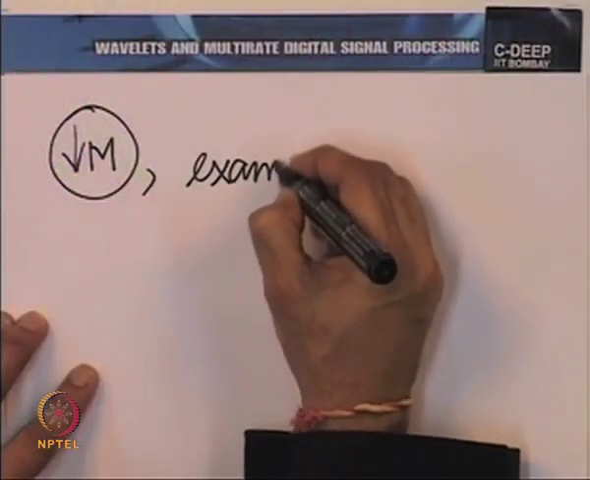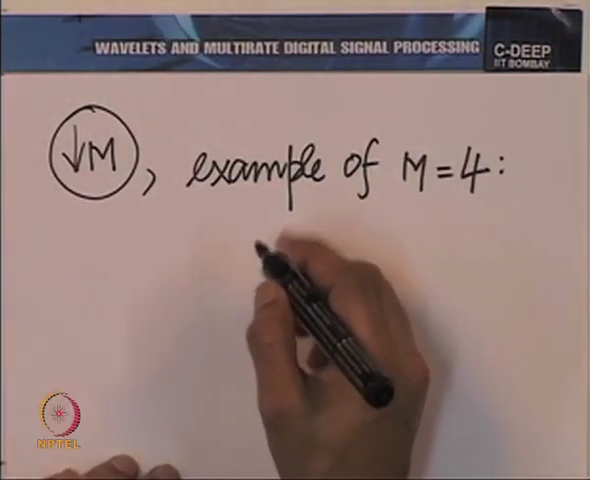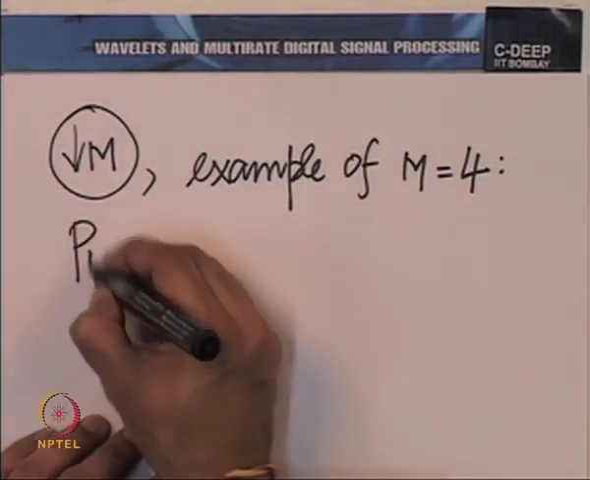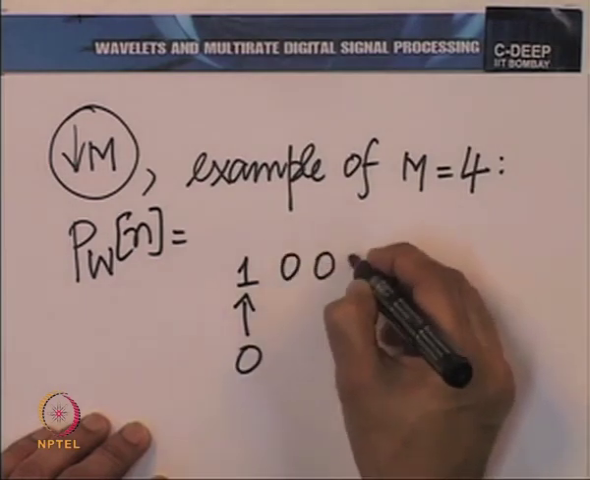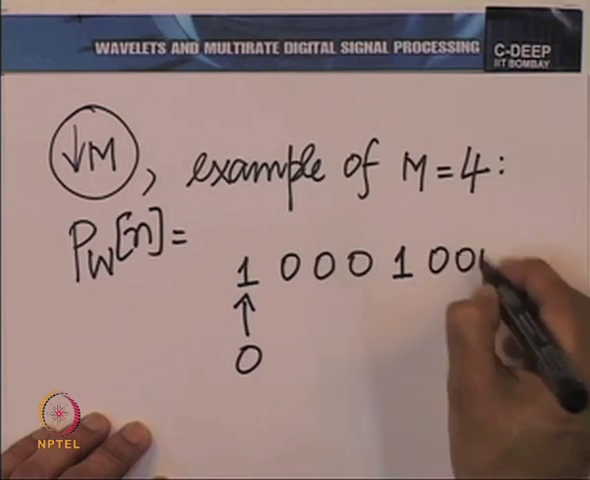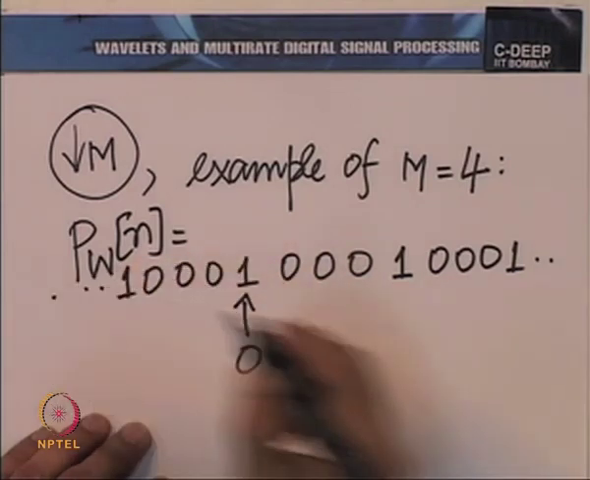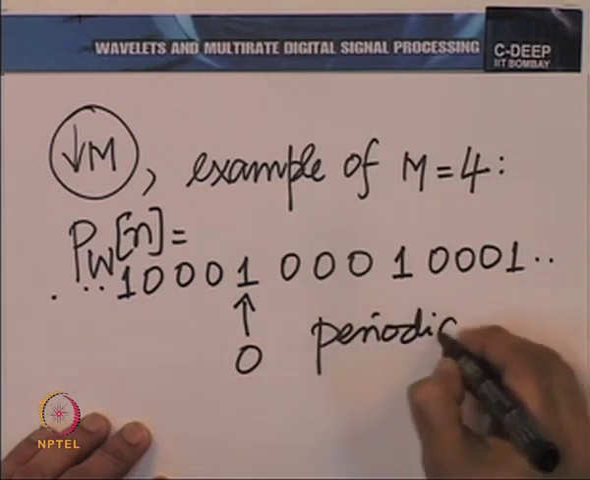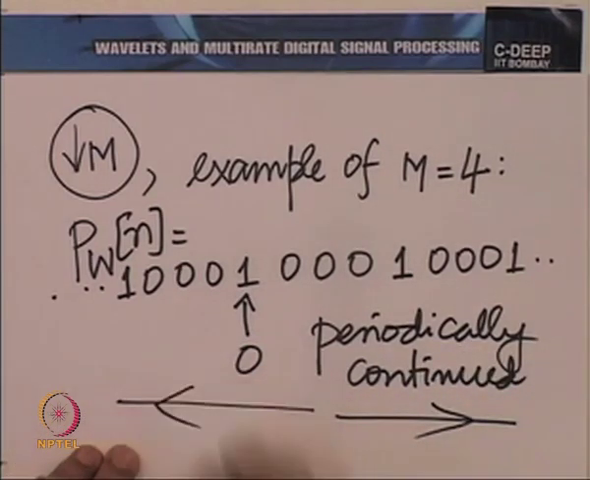But you can have a similar window periodic sequence for downsampling by any other factor. So, suppose you were to downsample by M in general. Again, let us take the example now of M equal to 4 this time. Then the corresponding PW_N would be 1 located at 0, then 3 zeros, 1 located at 4, then 3 zeros again, 1 located at 8 and so on this side, and of course 3 zeros and then a 1 and so on this side, periodically continued this way.